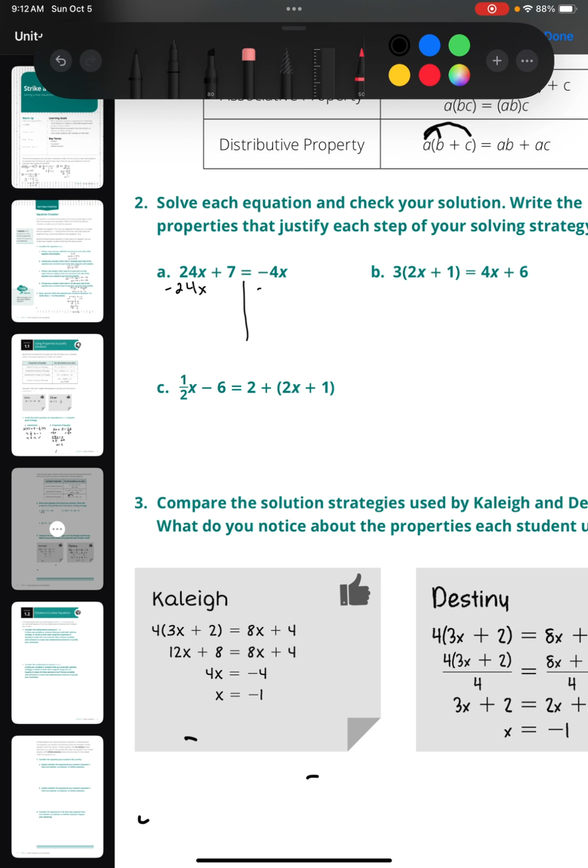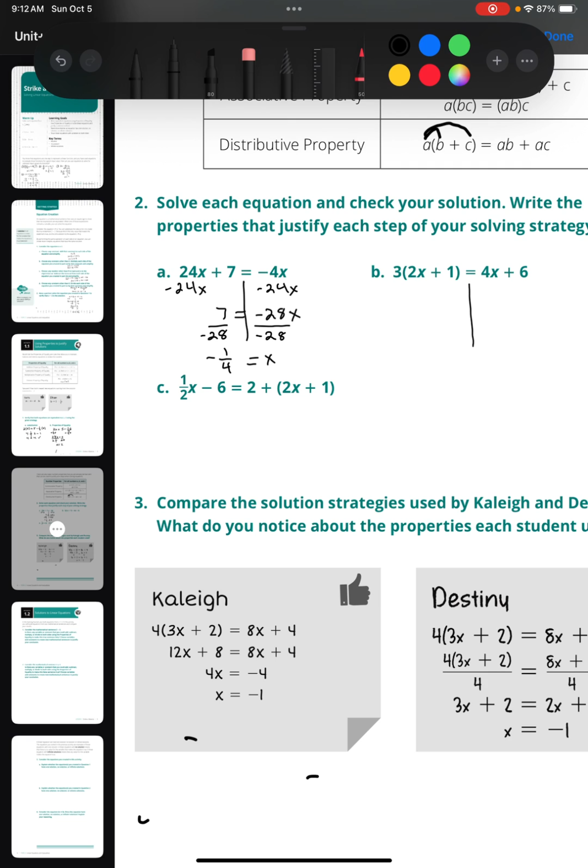So that leaves me with 7 equals negative 4 minus 24 is negative 28x. And we were using our subtraction property there. We subtracted the same thing from both sides. So then if we divide by negative 28, we are going to get x equals negative 1/4 if you reduce 7 over 28. 7 goes into 7 one time, and 7 goes into 28 4 times. And it is positive over negative, so it remains negative. And we were using the division property on that last step.